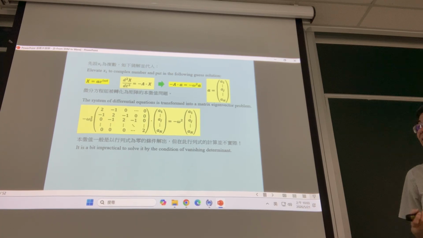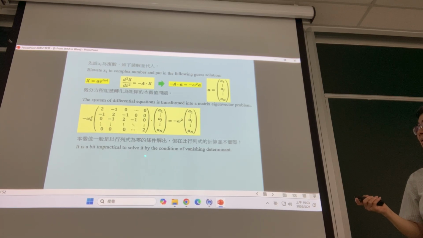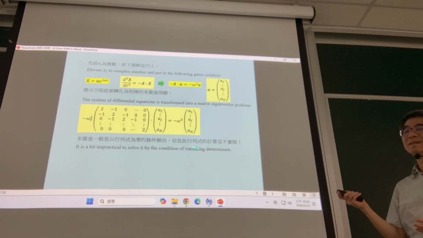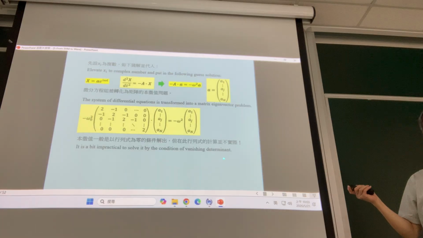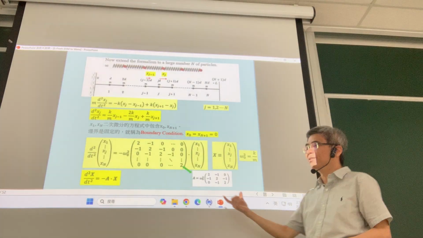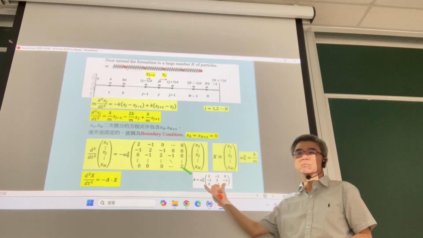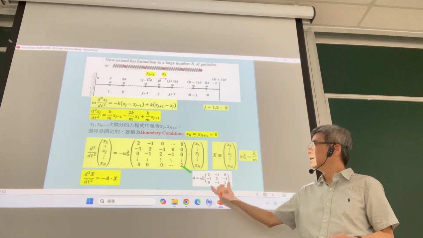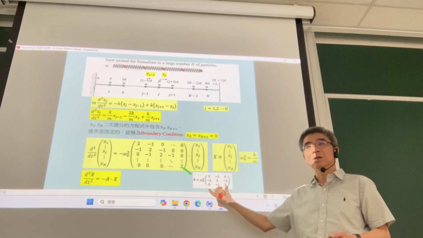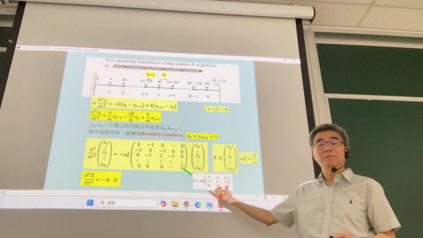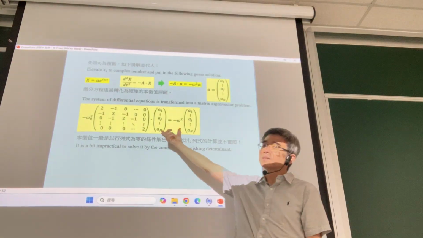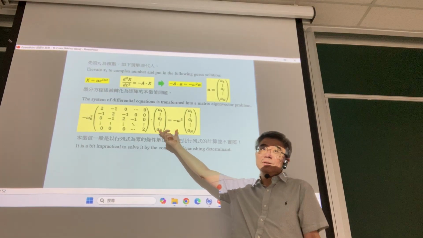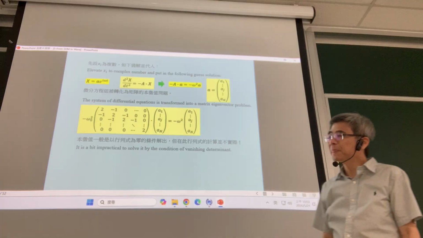However, in this case, don't you feel that it is a bit impractical to solve it by requiring that the determinant vanish? Before this, I could say I want this determinant to vanish, and write down the condition. It's an algebraic equation of order 3. But in this case, if you do the same thing, it's an equation of nth order. So it's impractical to do it this way, right?